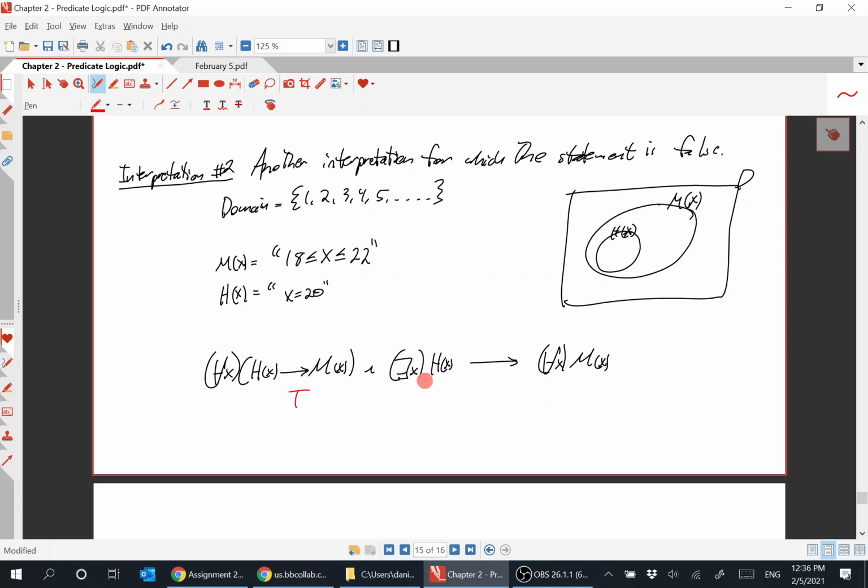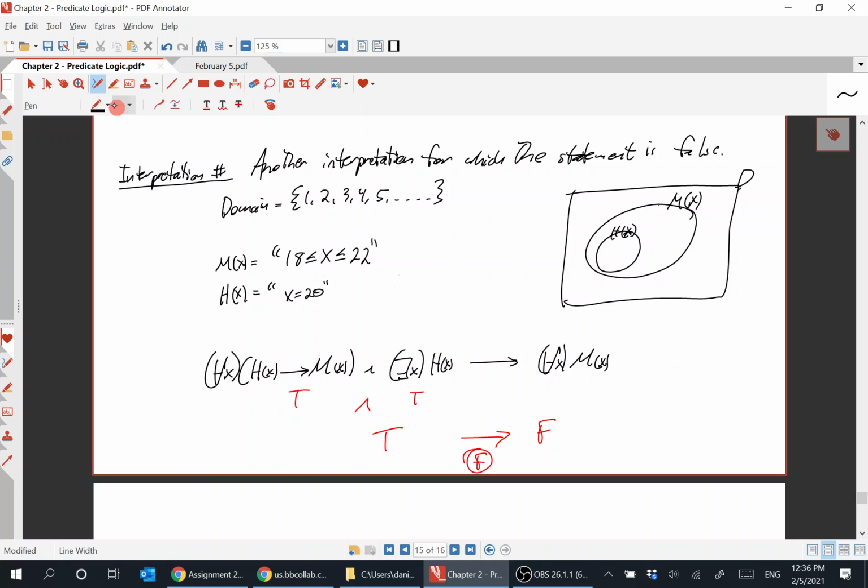There exists an x in the domain such that x is equal to 20. Sure, it's 20. That's true. So the hypothesis is true. And for every x in the domain, x is between 18 and 22. That's false. So altogether, the implication is false. All right. So that was interpretation number 3.